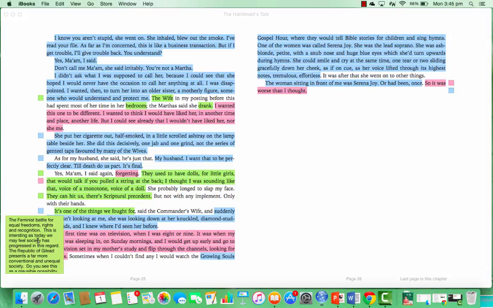"It's one of the things we fought for," she says, and this echoes the feminist battle for equal rights, freedoms and recognition. This is interesting, as today we may feel society has progressed in this regard in many areas. The Republic of Gilead presents a far more conventional and unequal society with misogynistic views. Do you see this as a plausible possibility for our future? Can you think of current events in the media that seem to indicate that some of these supposedly outdated views still exist? And how could these worsen in the future? What may need to happen to result in such a regression?